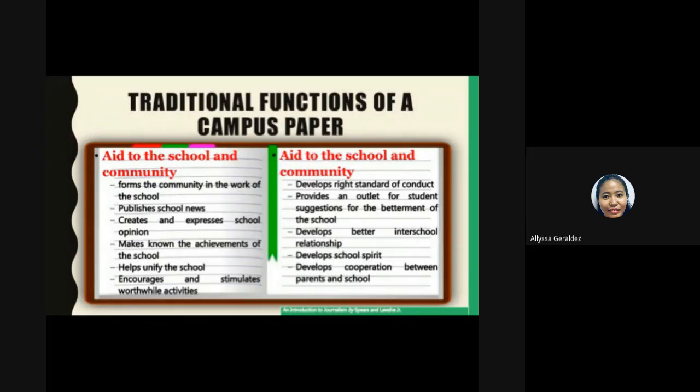And aid to the school and community: forms a community in the work of the school, publishes school news, creates and expresses school opinion, makes known the achievements of the school, helps unify the school, encourages and stimulates worthwhile activities. While aid to the school and community also develops the right standard of conduct, provides an outlet for student suggestions for the betterment of the school, develops better inter-school relationships, and of course, develops school spirit and cooperation between parents and school.